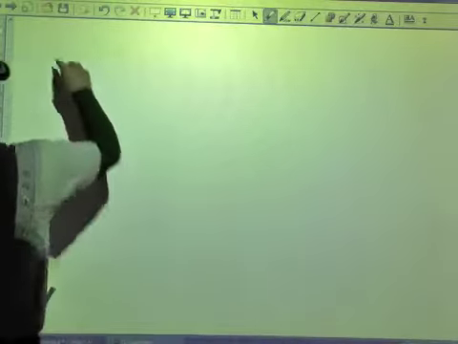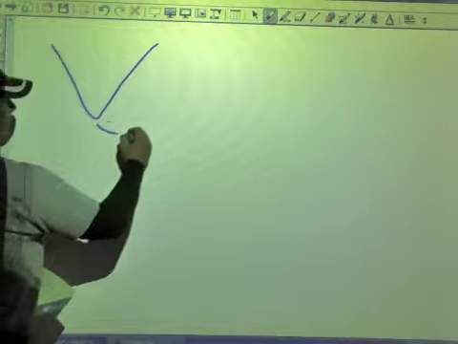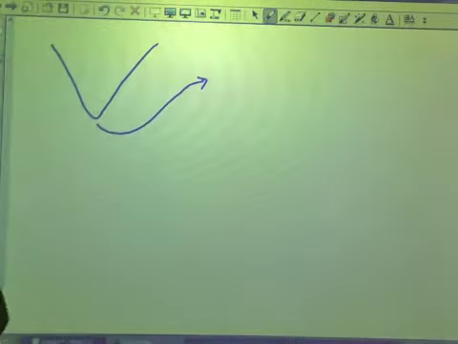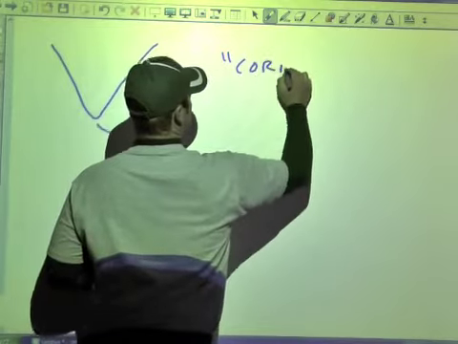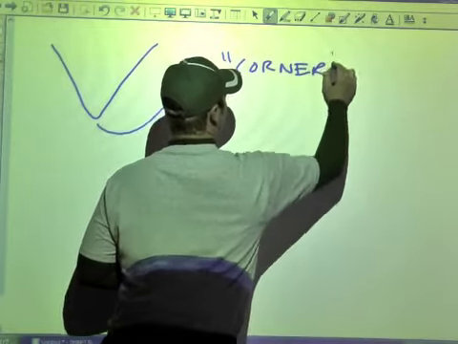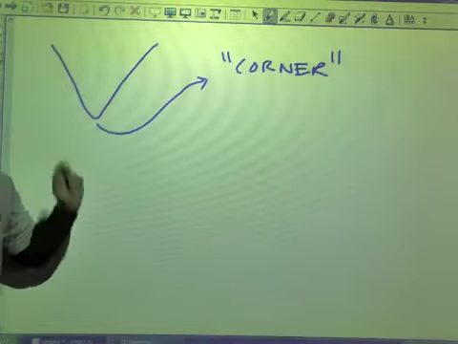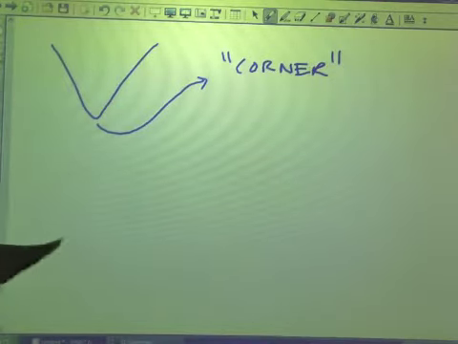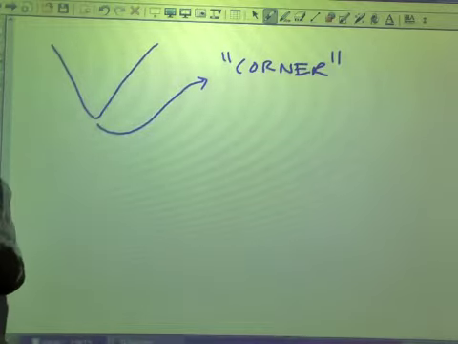So if I get a picture that looks like this, where it comes to a sharp corner, we classify that as a corner. Now, corners are places where functions are not differentiable. Okay? And the reason basically is that the left and right-sided derivatives are not equal.